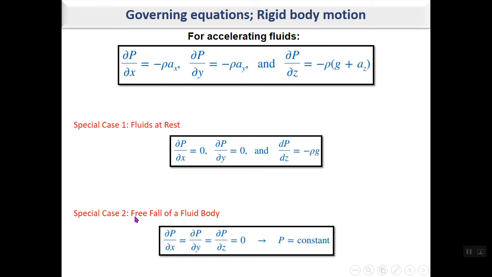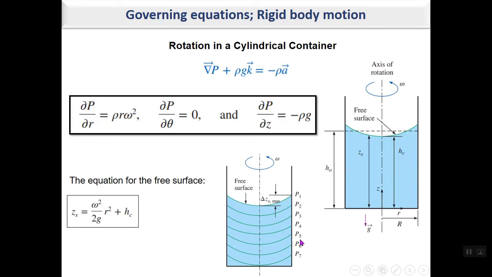Another special case is free fall of a fluid body. Free fall means that ax and ay are 0, and az is equal to minus g, so the net term g minus g will be 0. So you reach this equation, and as p is not varying in the x, y, or z direction, then p will be constant.